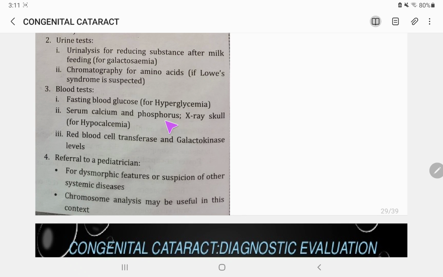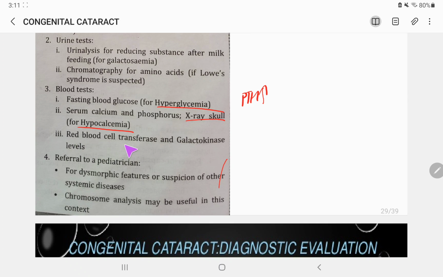and phosphorus, and x-ray skull for hypocalcemia, any kind of metabolic imbalance. That is, if there is hyperglycemia or hypoglycemia in the child, or hypocalcemia. If the calcium in the body is low, then the parathyroid hormone will increase. Parathyroid hormone will cause the breakdown of calcium from the bones. So we can see on the x-ray of the bones thinning of the bones. So we order the x-ray of the skull.